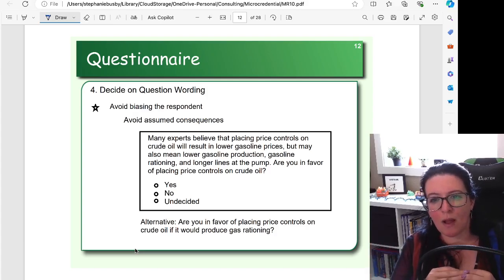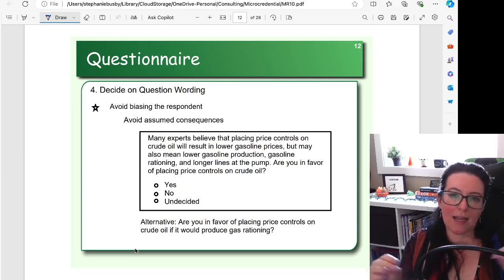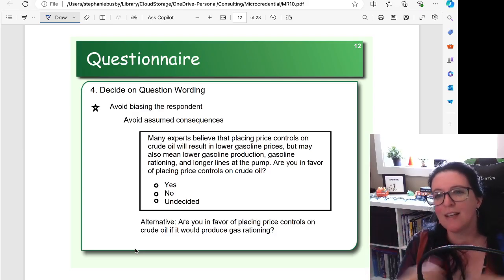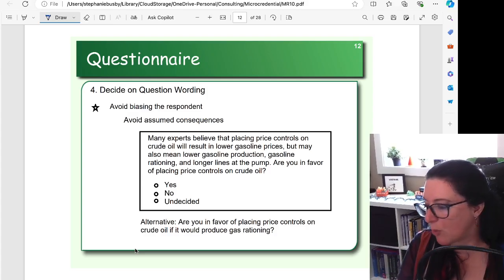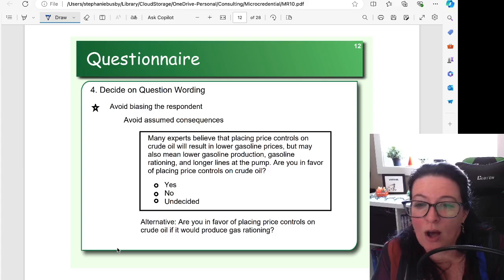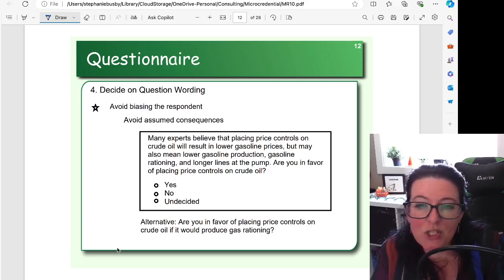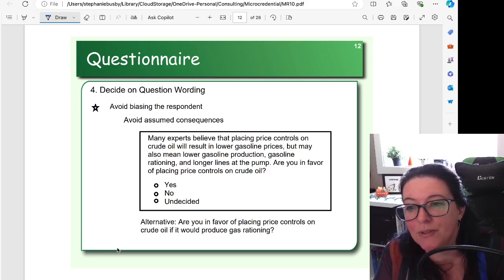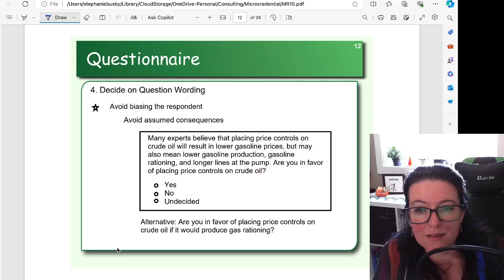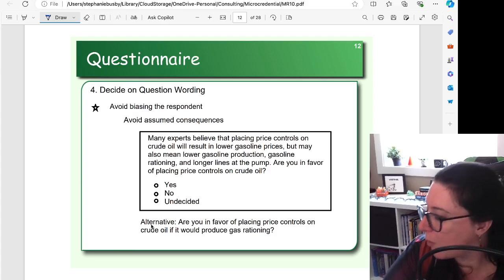A much more streamlined question would be, would you be in favor of placing price controls if it would lead to gas rationing? More clear, more concise, not as convoluted, not as many assumptions. We're basically saying, are we willing to do this trade-off? Notice how much more simplistic that is. If we were doing this survey, we probably also want to change the wording to not be price controls, because we're assuming that people know what that means. So we would maybe change that to, would you be in favor of a cap on oil prices if it might lead to less gas available? So something quite simplistic.